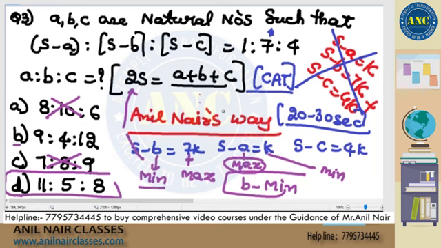S minus A is K. S minus B is 7K. S minus C is 4K. In the given ratio S minus A is to S minus B is to S minus C, what is the maximum value? 7. S minus B is 7. That means 7 will be maximum.